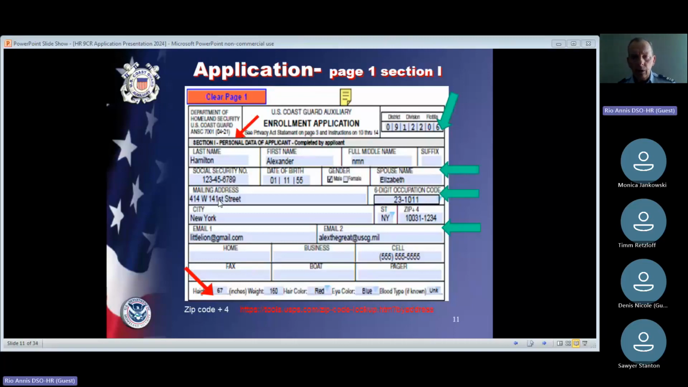They can put in an occupation code. Zip code, that's a +4. So if they don't provide that to you, you could actually look that up yourself and just write it in on the application. There are websites for that. I put one down here for it. I use this one a lot. It's pretty easy.